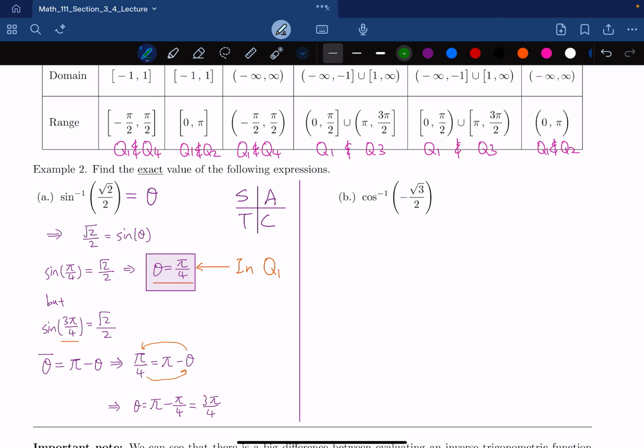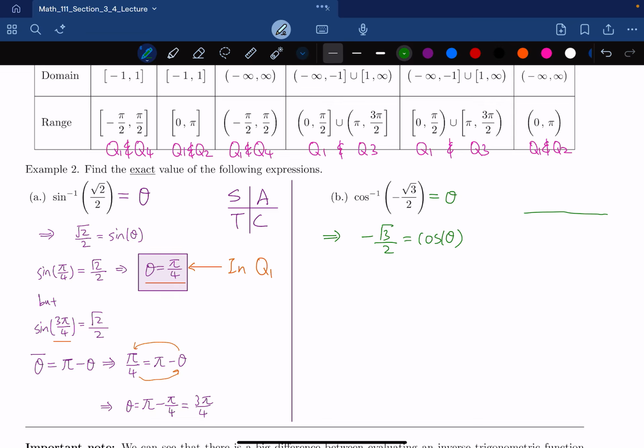Well, let's talk about this cosine inverse. Same idea here. You go ahead and let that be theta. And then by definition, what we're saying here is negative radical 3 over 2 equals cosine of theta. So bringing everything back into something that I'm already familiar with is basically always a good step. So the way we're going to tackle this is to jump into all students take calculus right away to figure out my quadrant for theta.